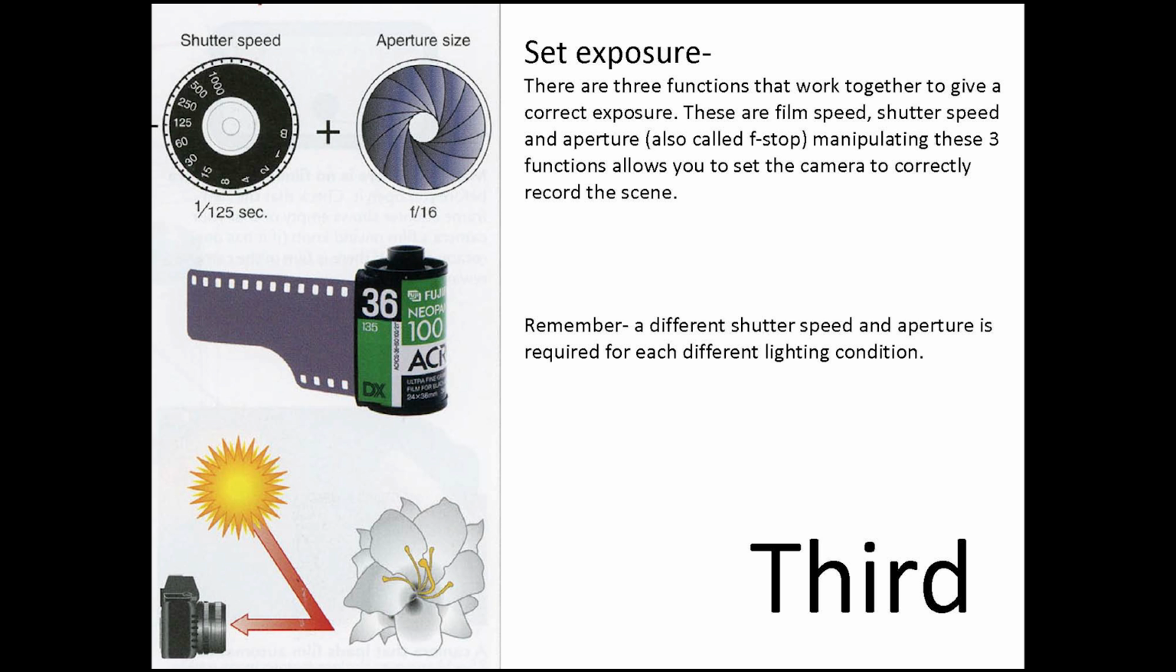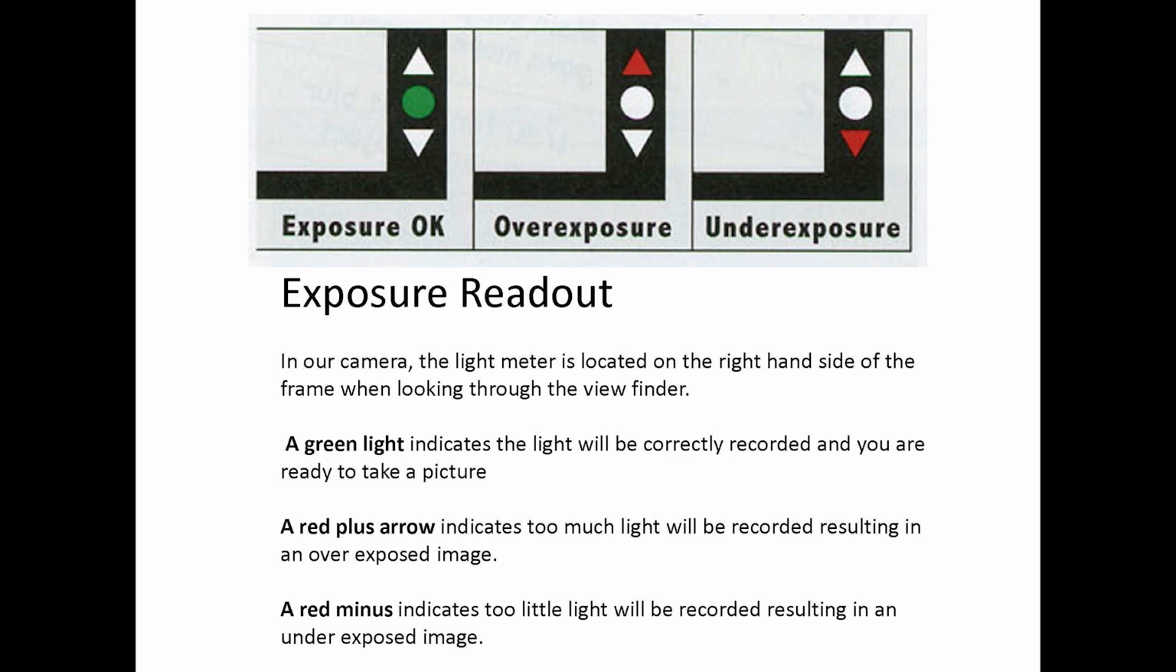If you pull your camera up to your face, you'll look through and you'll see on the right side of the frame, I believe, a little red plus, a green dot, or a red minus. This is the meter. The meter tells you when the camera is set correctly to record the lighting situation you are in. If you have a red plus, that means you have too much light that's going to strike the film. So you need to reduce that.